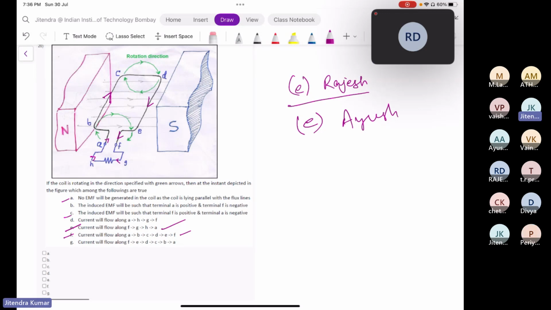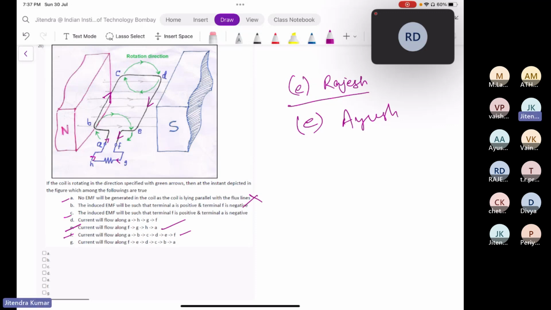No EMF will be generated in the coil as the coil is lying parallel with the flux lines. Is it correct? No, sir, because the change in flux is maximum and the cutting of flux is maximum. So the EMF will be induced when cutting of flux is maximum, because, sir, the EMF formula is E equals d phi by dt. Yes, sir. d phi is the change in flux, so the change in flux is maximum at this position. This is given in the figure. So of course, current is flowing only when it has some induced EMF, right? Otherwise, how could it flow? So option A doesn't seem to be correct to me.